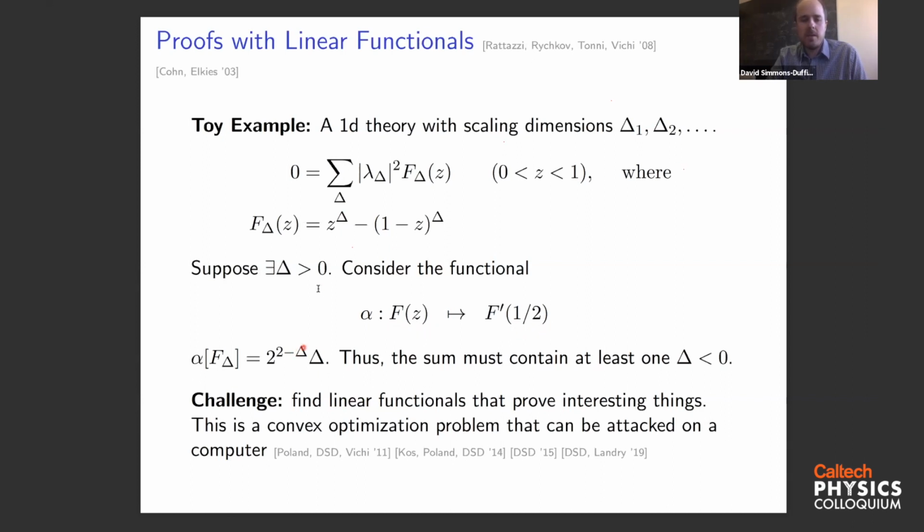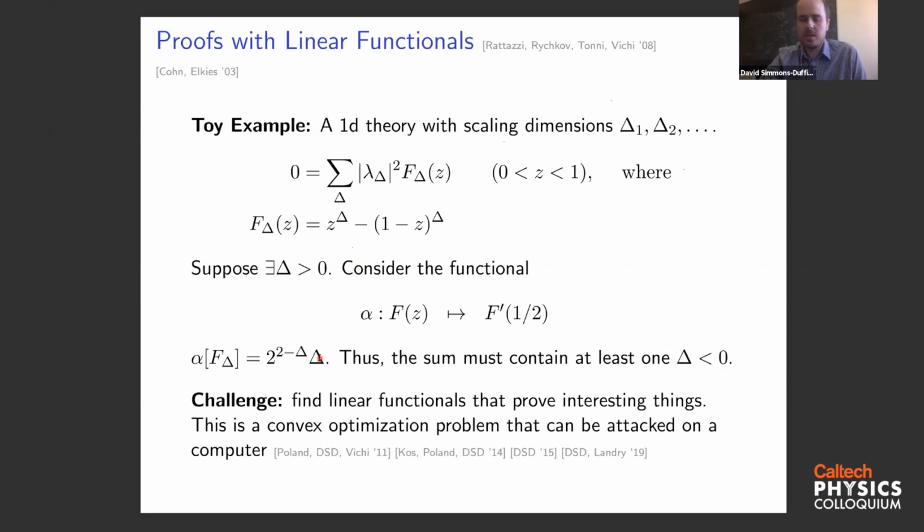Then we can evaluate that on this function, and we get 2 times 2 to the 2 minus delta times delta. And this functional has a positive region. It's positive when delta is positive, and it's negative when delta is negative. And so we can deduce that there has to exist a negative delta in the theory in order for it to be consistent. So that's an example of this kind of logic.